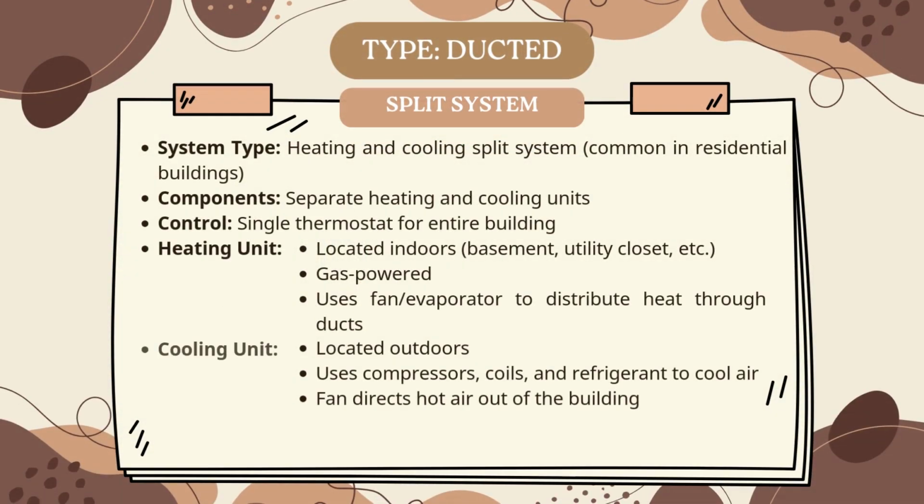So the first HVAC type is the ducted split system. The system has two separate components, which are the indoor heating unit and the outdoor cooling unit. The heating unit usually uses gas, while the cooling unit uses refrigerant, compressor, and coils. A single thermostat controls the entire system, making it simple and effective for residential buildings.